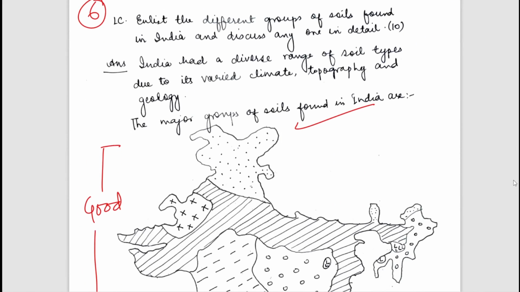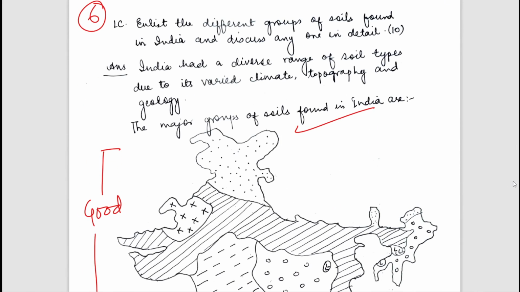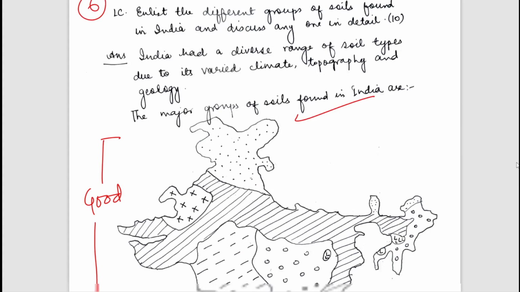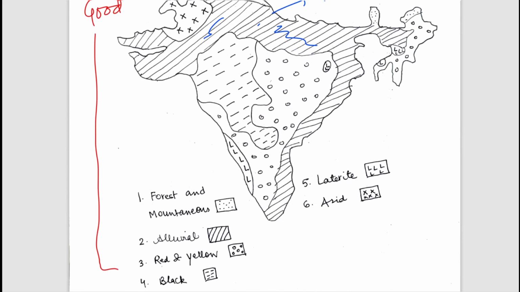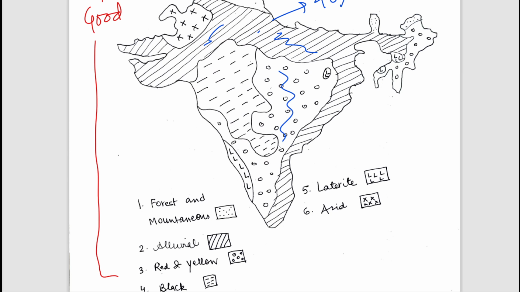The next question is: enlist the different groups of soil found in India and discuss any one in detail. We all know around 40% of our country is covered by alluvial soil. The student has mentioned this here. In this region you will find red and yellow soil.